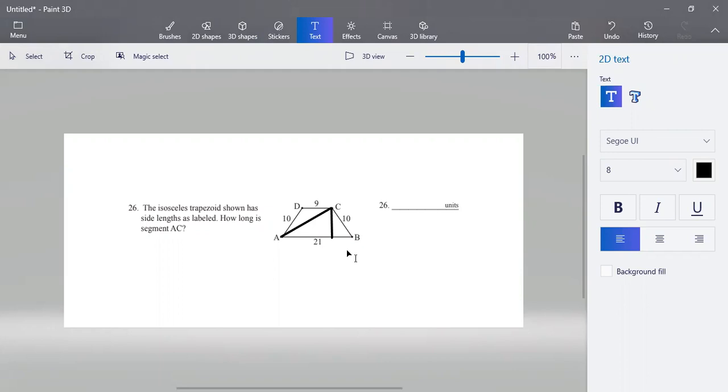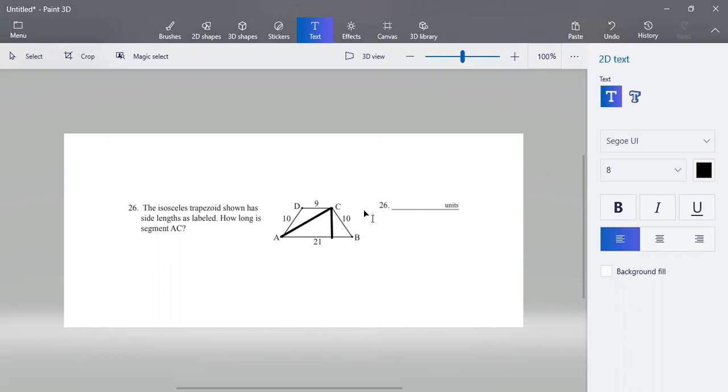So we have an isosceles trapezoid with the side lengths as shown, and we need to find the length of segment AC. I've already taken the liberty of pre-drawing some lines that we can use to help solve. Since we need to find segment AC, and we only know the outer sides, we have to be able to relate the sides of the trapezoid to segment AC, right? If we look at AD and DC in relation to AC, that forms a scalene triangle, and it's going to be pretty hard to work with that.